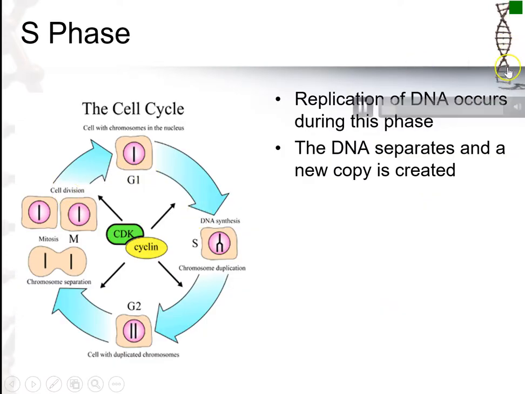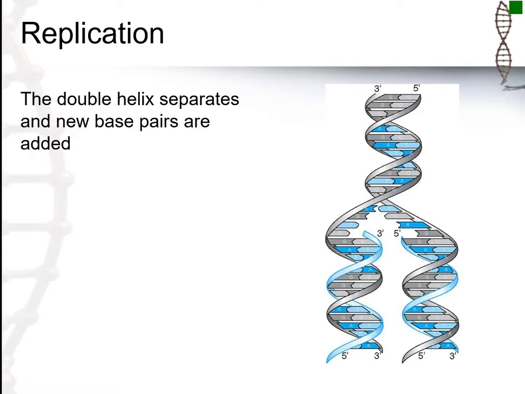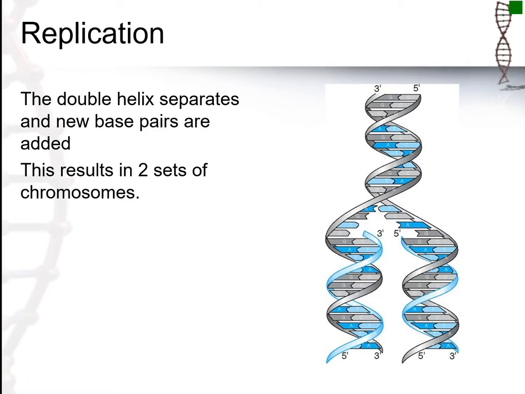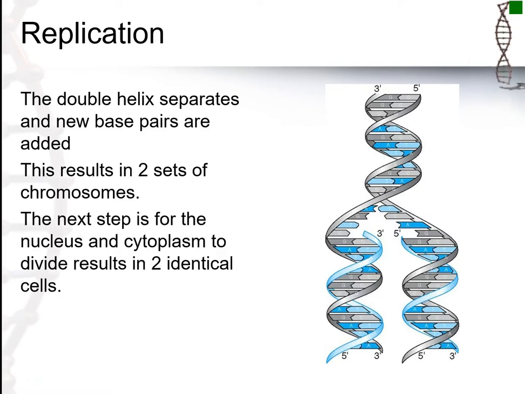S phase is the replication phase. This is when DNA is replicated, so that then we have two copies of all of our genetic information. In replication, the double helix separates and new bases come in. This results in two identical chromosomes.